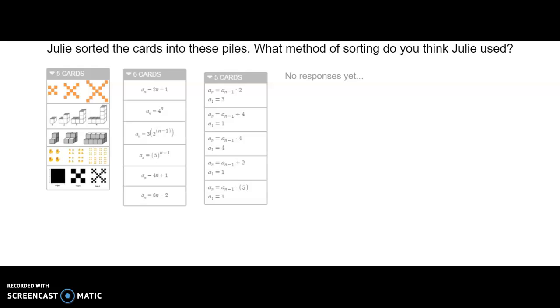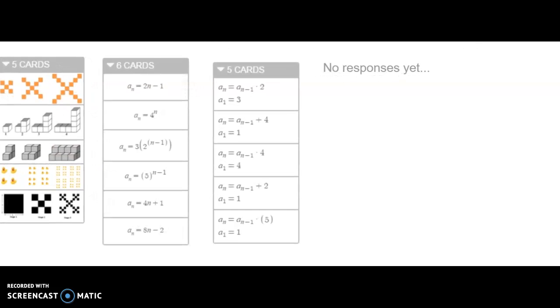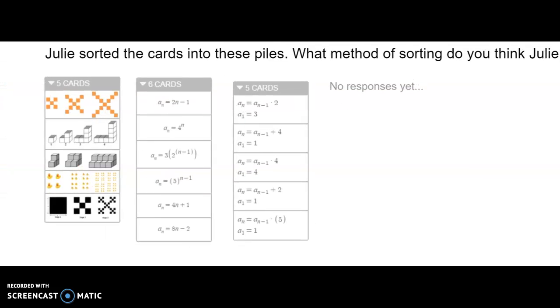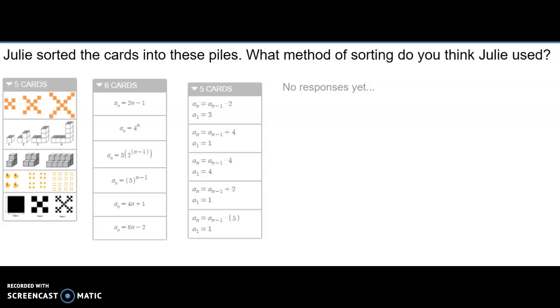So one thing that I can notice is visually, she sorted all of the pictures together. She also put all of the A subset n's together, because look, all of these have subset n. They're just like, hey, choose whatever number you want, plug it in. While these ones actually give me, hey, A subset 1 is 3, boom, go ahead and figure it out. So go ahead and comment what you think, again, how she sorted it.